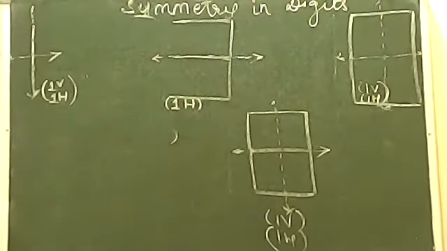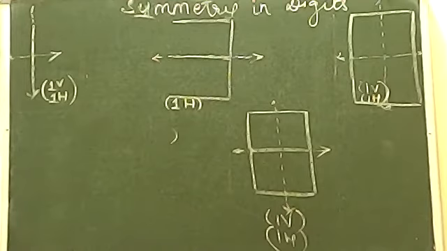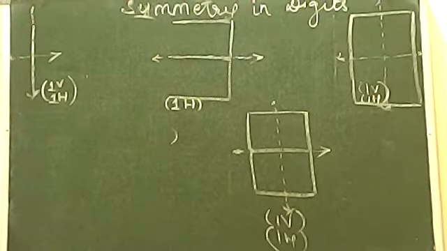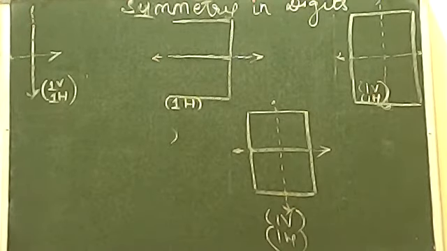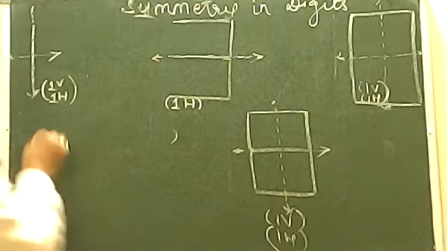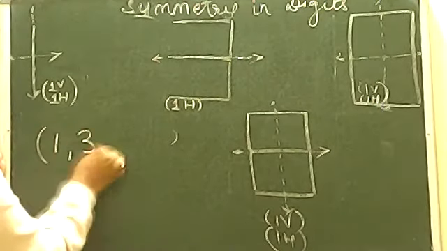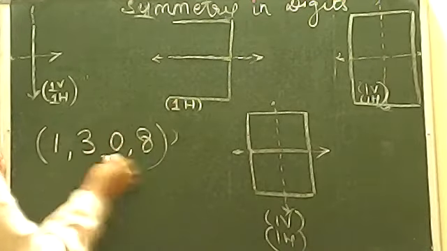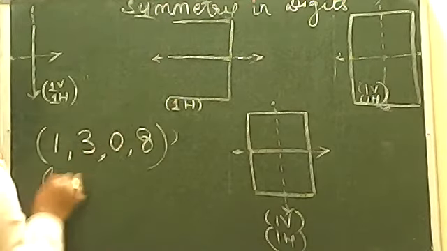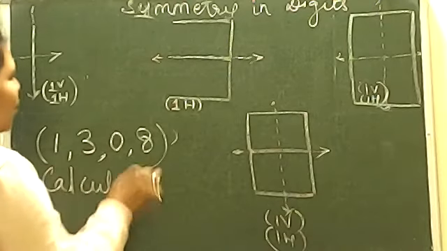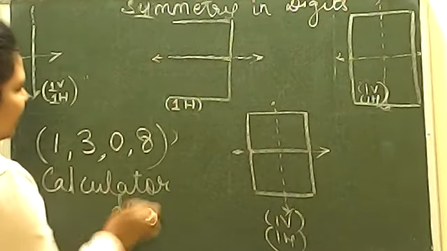How many now? Tell me. Yes, absolutely correct. Only 4. The answer is 1, 3, 0, and 8. These are the calculator digits which have symmetry in them.